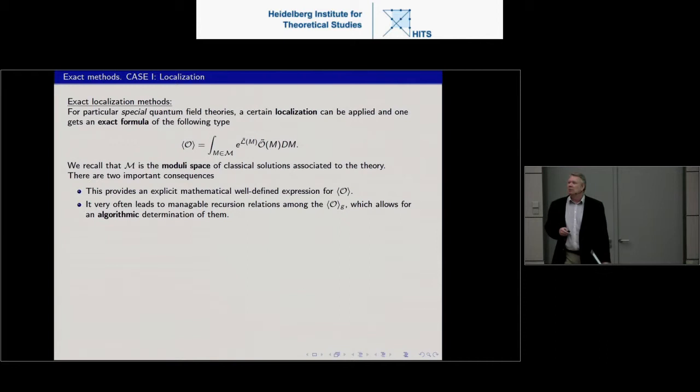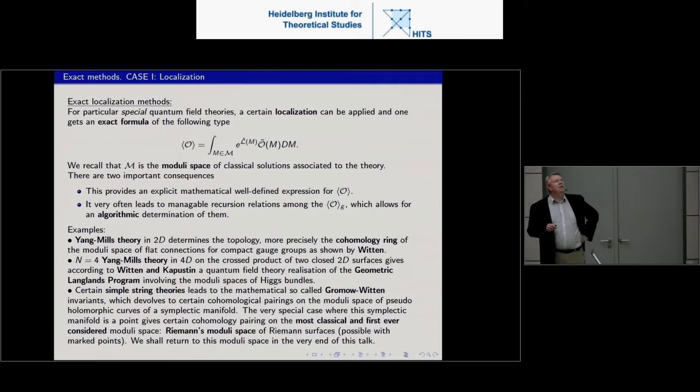So for example, if you take Yang-Mills theory in 2D, this actually devolves to the topology, in fact the cohomology ring, of the moduli space of flat connections on a compact surface, for a compact gauge group, and this was shown a number of years ago by Witten. If you take N=2 Yang-Mills theory in 4D and you consider it on the cross product of two surfaces, then according to Witten and Kapustin, that quantum field theory simply realizes the geometric Langlands program for the Higgs bundle moduli spaces. So that puts it completely firmly on mathematical ground, so that's fantastic.